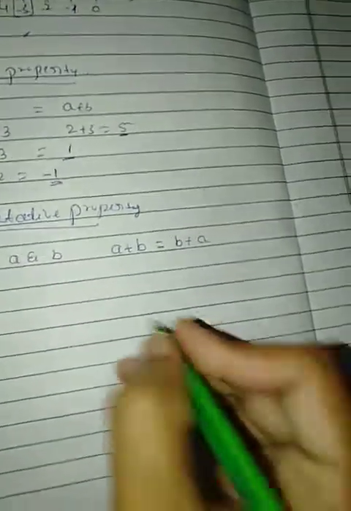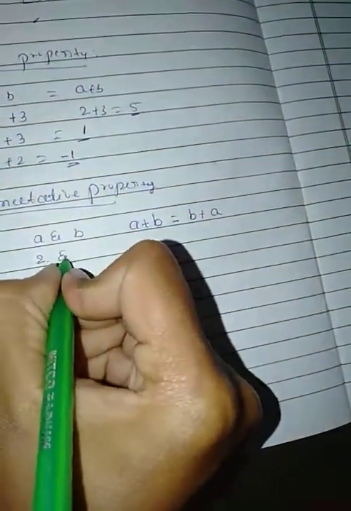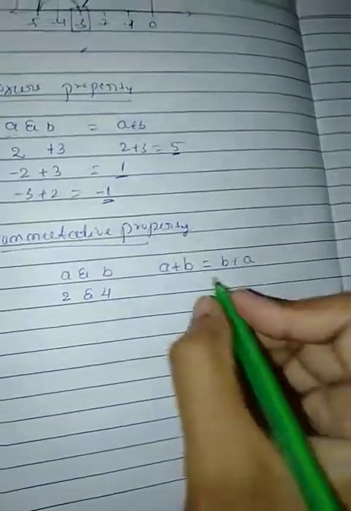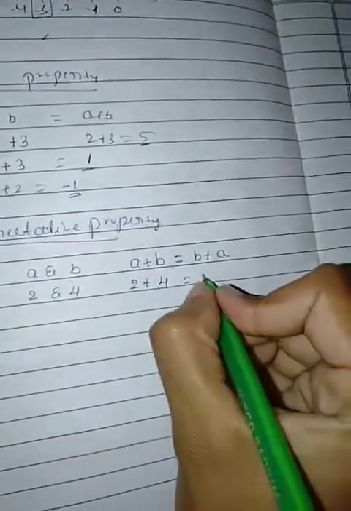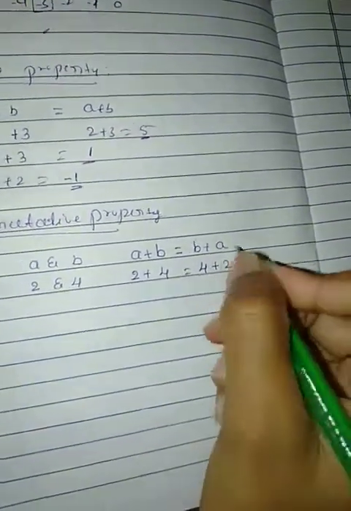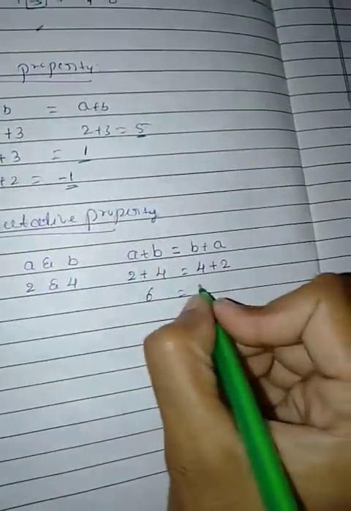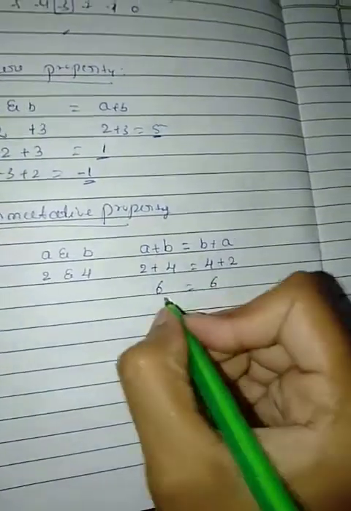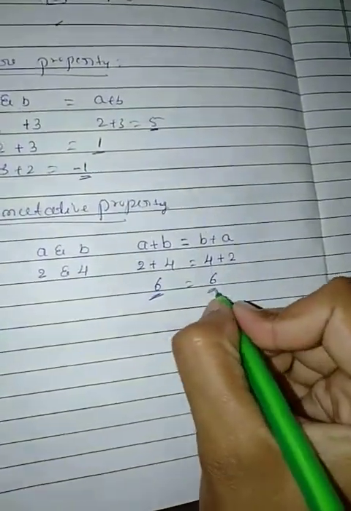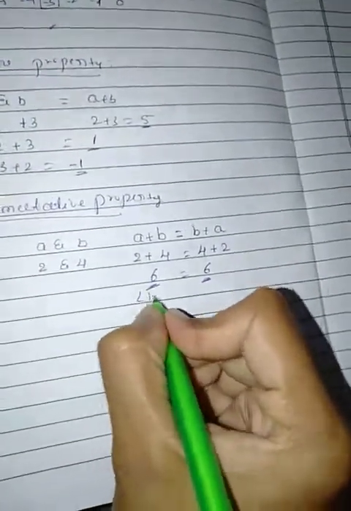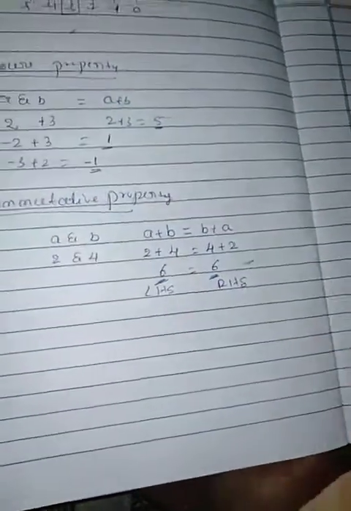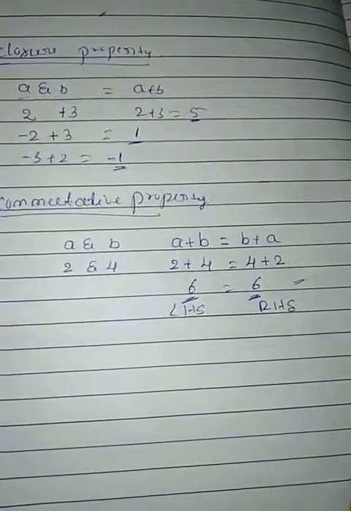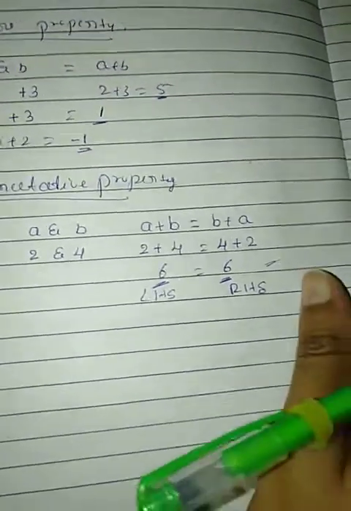For example, take 2 and 4. Put 2 here and 4 here, then interchange these numbers: 4 plus 2. 2 plus 4 is 6 and 4 plus 2 is also 6. So 6 is also an integer, and here LHS is equal to RHS. So the commutative property holds good for integers under addition.